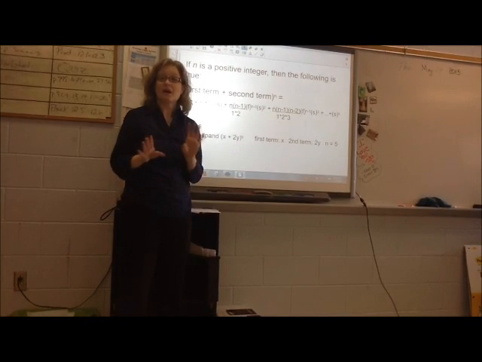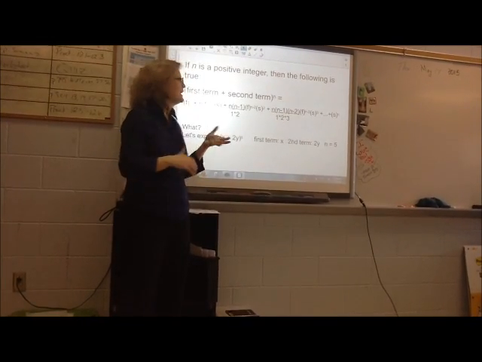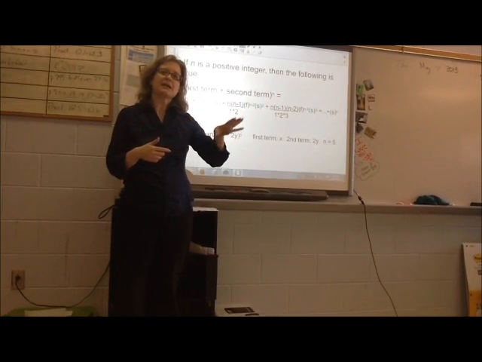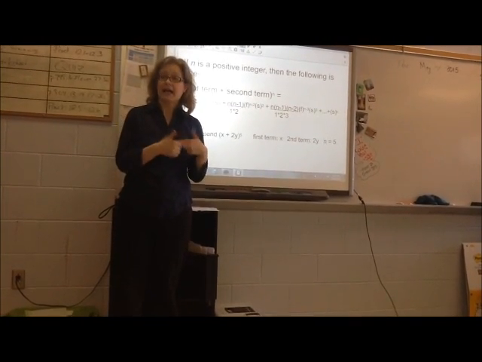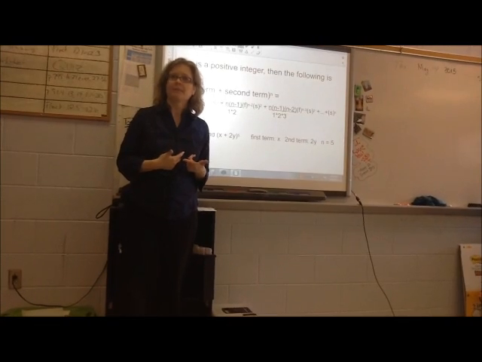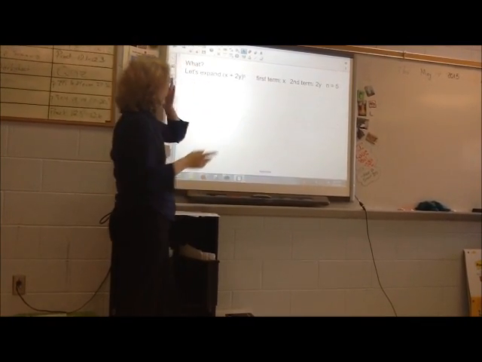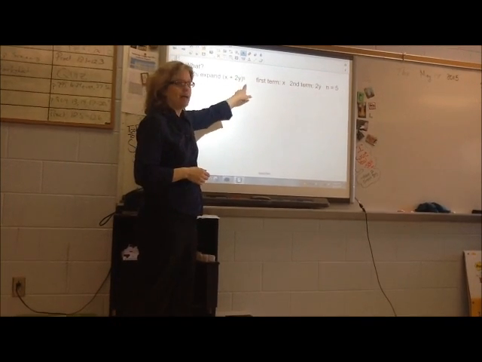I know the formula looks complicated. It's a bunch of patterns put together. Once you've seen it a couple times, you will be familiar with the patterns, and it'll start to look a little easier, okay? So we are going to expand, this is number one on your papers, x plus 2y to the fifth power.